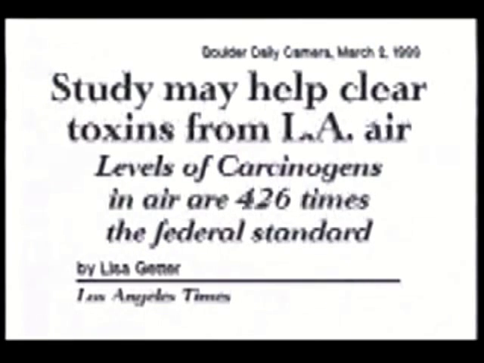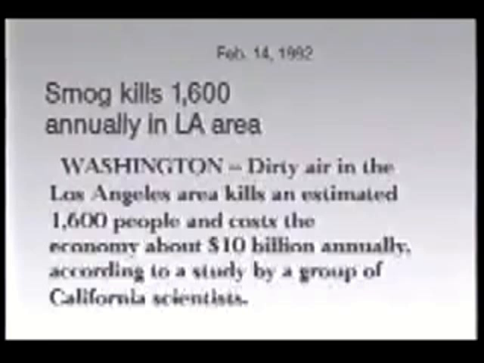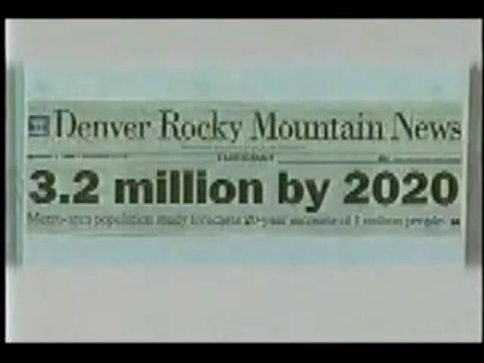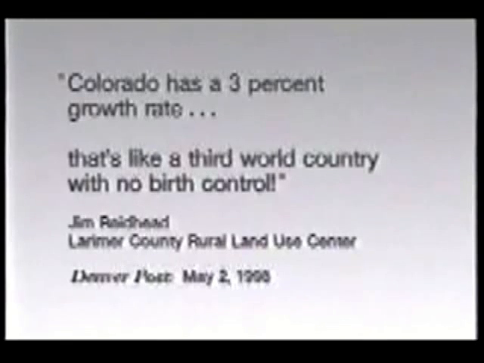Well, here's an interesting headline from Los Angeles. That headline probably has something to do with this headline. So, well, how are we doing in Colorado? The Denver Post tells us that we're the growth capital of the USA and proud of it. The Rocky Mountain News tells us to expect another 1 million people in the Front Range in the next 20 years. But in the Post there was an interesting story. Someone was quoted as saying Colorado has a 3% growth rate. That's like a third world country with no birth control. We send foreign aid, family planning assistance to countries that have smaller population growth rates than Colorado has.